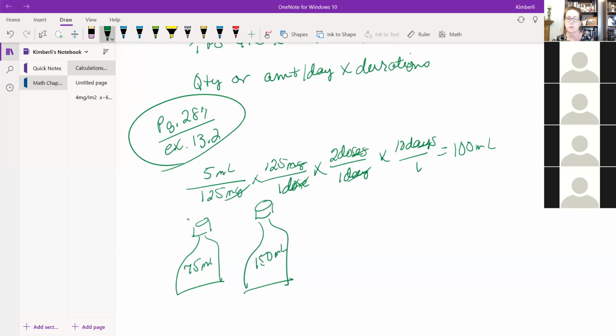My bottles are always crooked. They've always melted a little bit in the sun. Which bottle would you use? Because you're going to have to give them the whole 10 days supply in a community pharmacy.